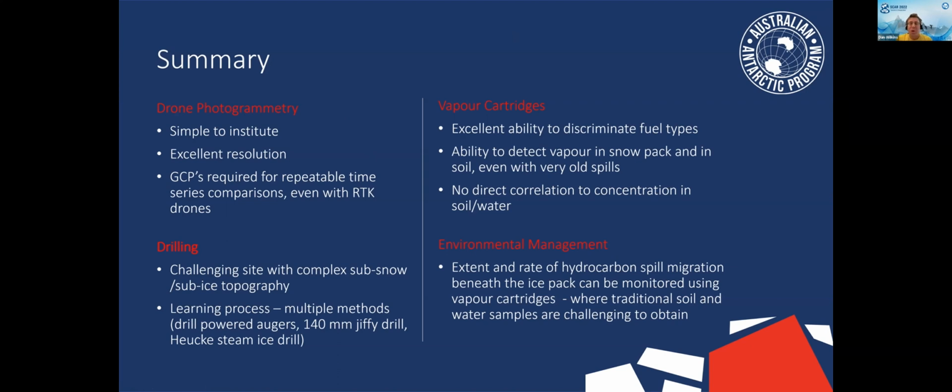And we can do it multiple times through the season. So we have what we call 4-dimensional site characterization. The vapor cartridges did an excellent job. It's a new technique for us. We could discriminate fuel types and we could do that at very low concentrations. The only caveat is there's no direct correlation to concentration in soil or water samples.